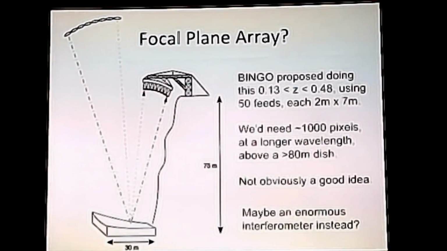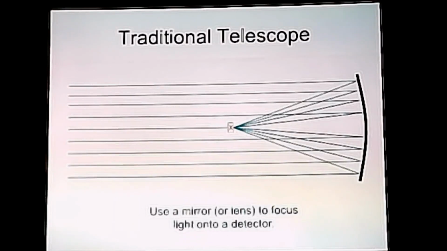So the next option is maybe an interferometer. People have been using interferometers in radio for ages. Works out great. So just to remind people the way a traditional telescope works, hopefully people are aware of this. Light comes in, focuses to a focus.